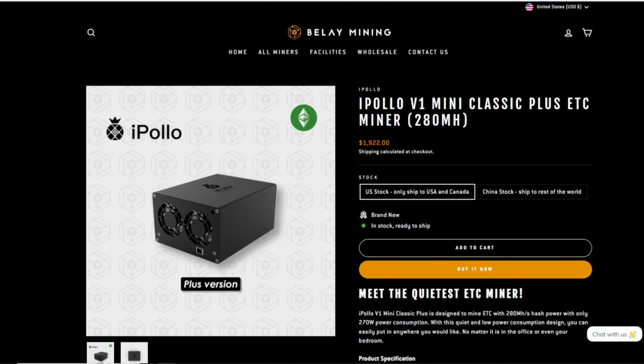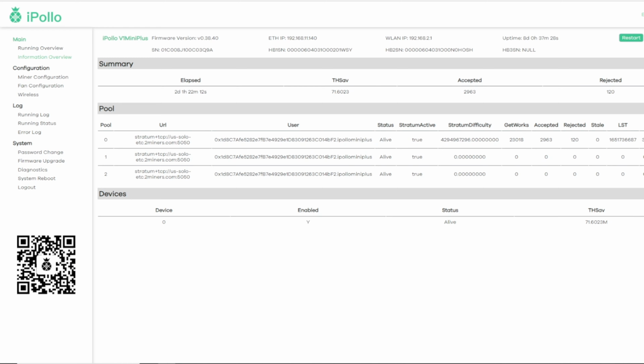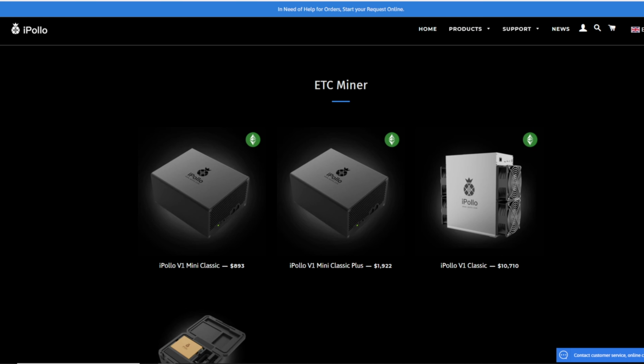And one thing to think of as well, these both do have 3.8 gigabytes of memory. So the DAG size is something to consider. Right now, let me just go to the Minerstat DAG size calculator. So right now, let's see here. See, Ethereum is 4.891, right? And I did try to mine Ethereum on these iPollo Minis, and it would not work. It would not work at all.